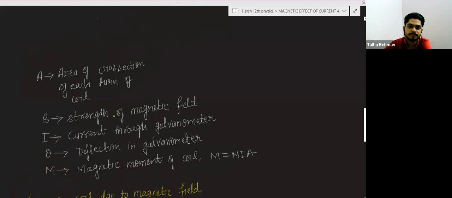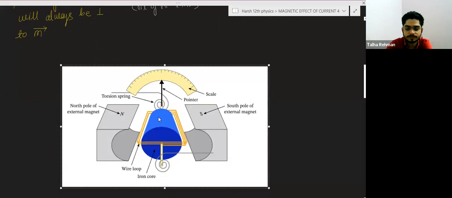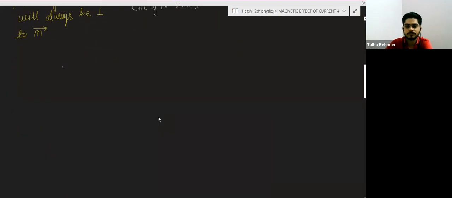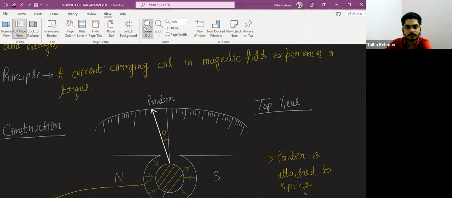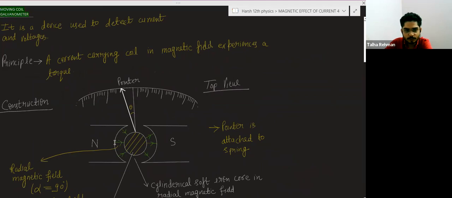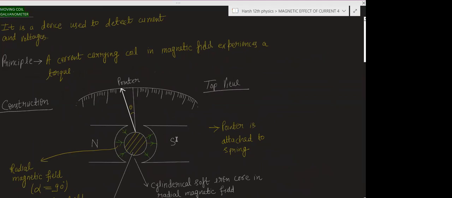Okay, note down. In the exam, you will draw the moving coil galvanometer like this.